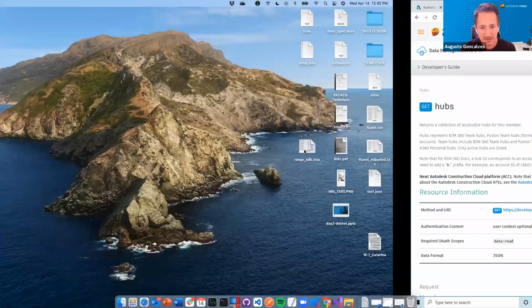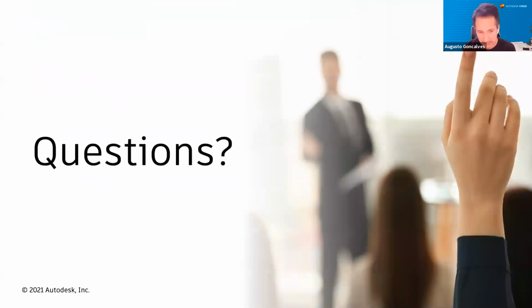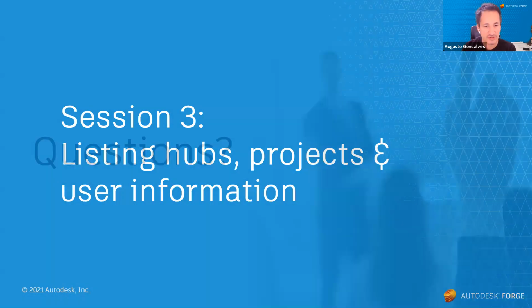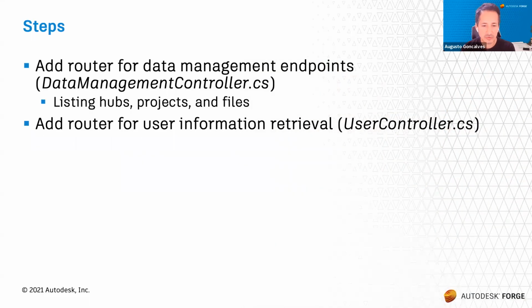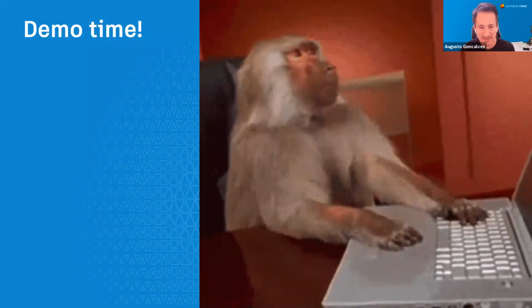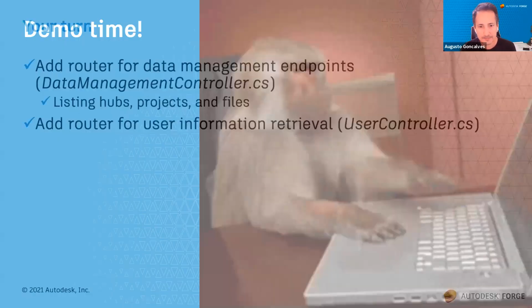Okay, so let me go to the next step. What are we doing now? We're now focusing on the data management controller that will list the hubs, projects, and files we have on our account. And we're also checking the user information, the user controller. So let's see how this piece will work and understand the code we have.